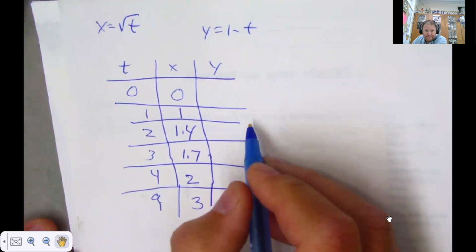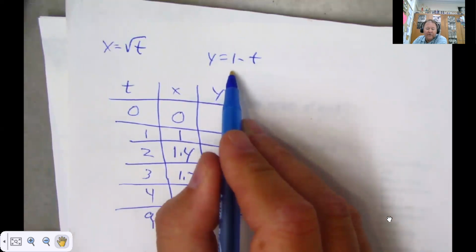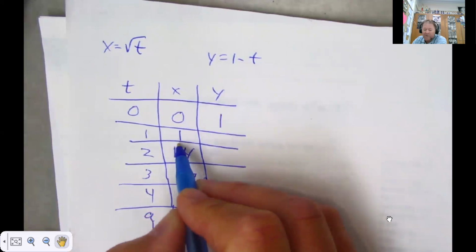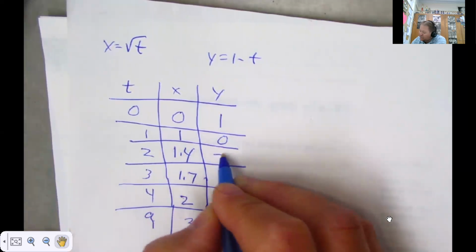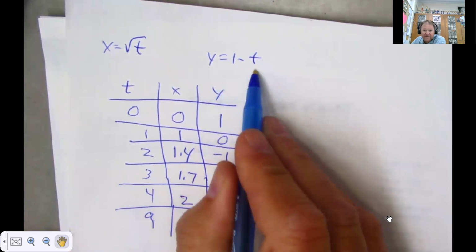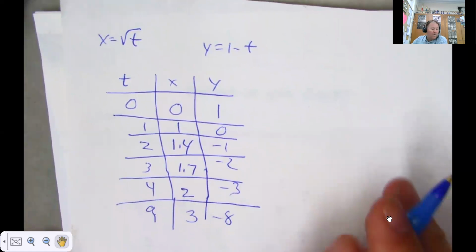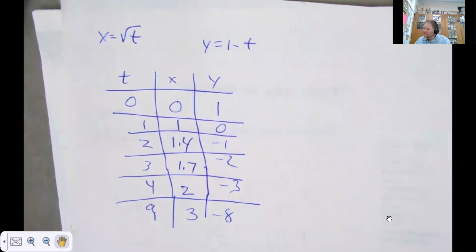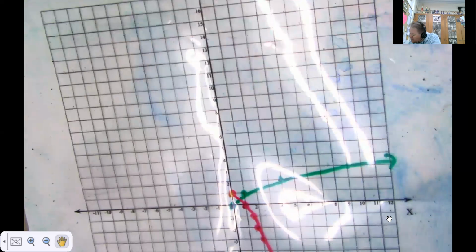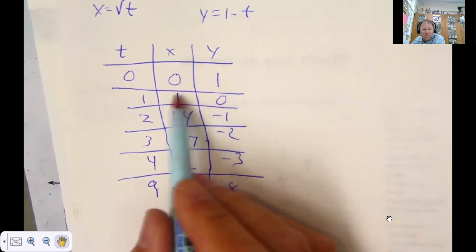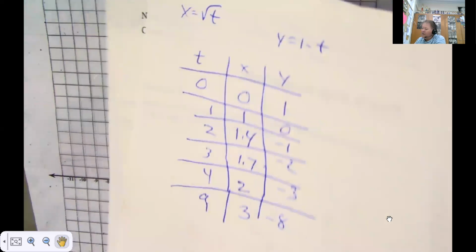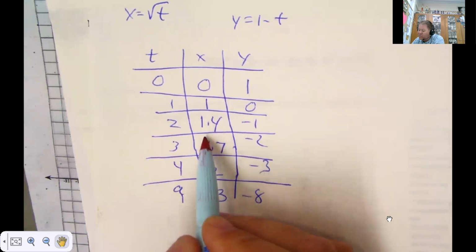And now let's do y. This is going to be 1 minus 0, which is 1. 1 minus 1 is 0. 1 minus 2 is -1, then -2, -3. And 1 minus 9 is -8. Okay, so if I take that table of values, and I plot the x and the y coordinates, so I plot 0, 1, 1, 0, 1.4, -1, here's what we get.